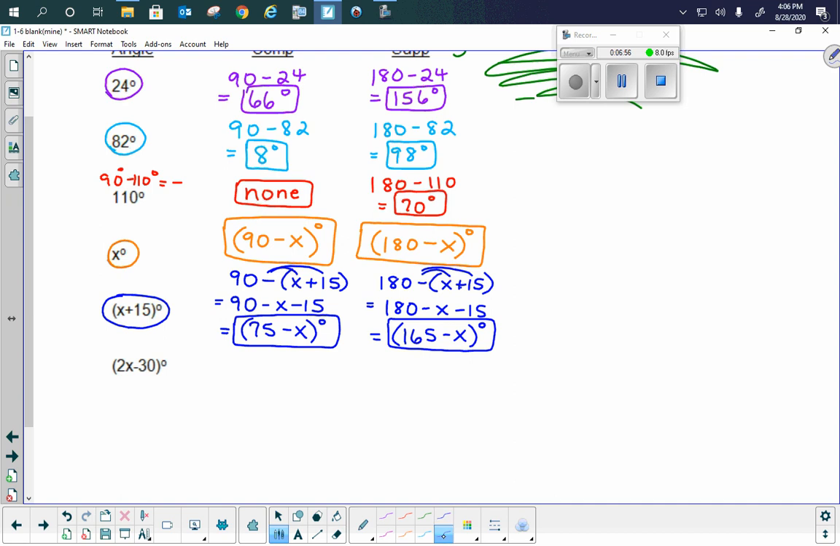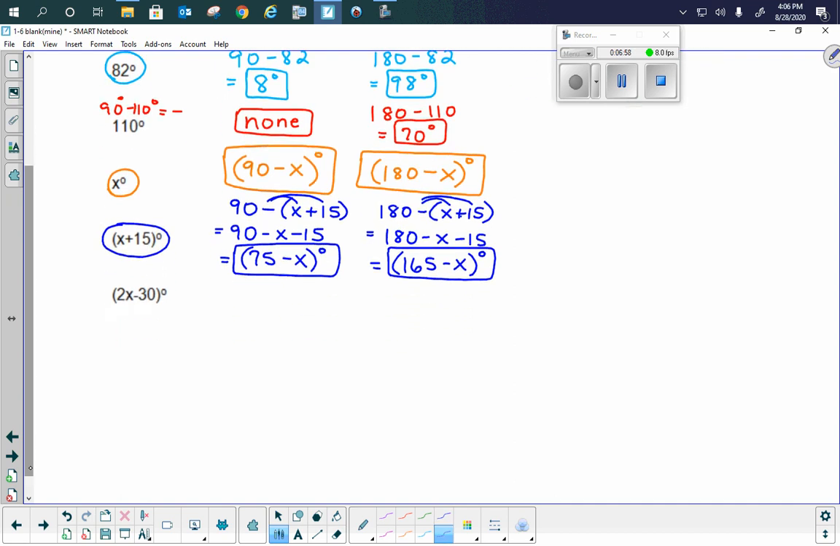Right? And then the next one, again, same process. So if I'm going to go with 90 minus the quantity 2x minus 30, next step of distributing, 90 minus 2x plus 30. Combine like terms. And now you've got 120 minus 2x, which doesn't simplify any further. So put your quantity, degrees, and you are finished with the complement.